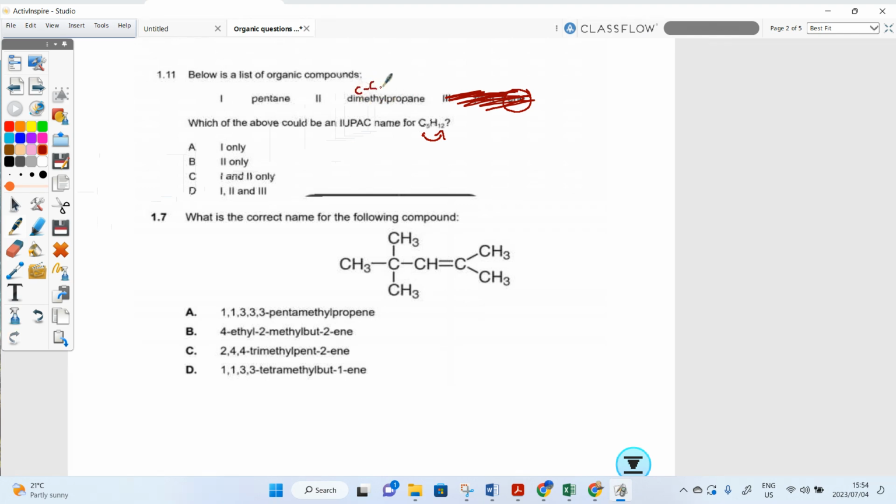Does dimethylpropane? Dimethyl has already got 2 carbons, and propane has 3. Count again: meth, eth, prop. So 3 plus 2 is 5. So it could be either one of those, guys. Don't get confused. It could be number 1 and number 2. So the answer is C. Think about multiple choice logically.